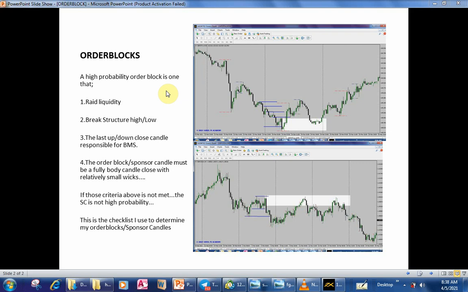So this is the checklist I use to determine my order blocks or sponsor candles. Two or three of these features is enough to give you a high probability order block, but when you have all four of them, that's a wholesome OB that you should expect price to react away from.